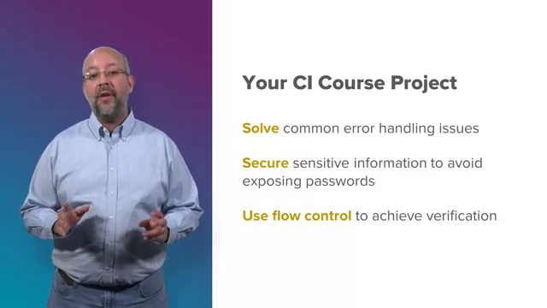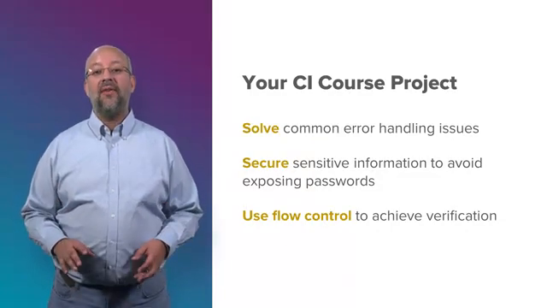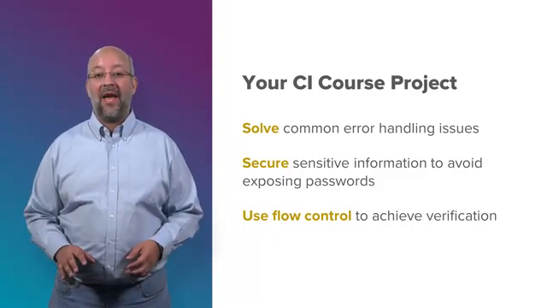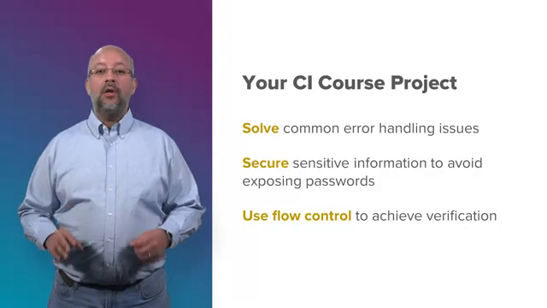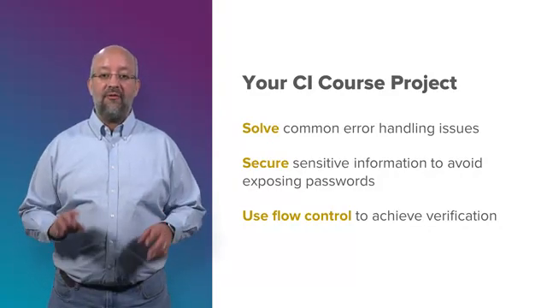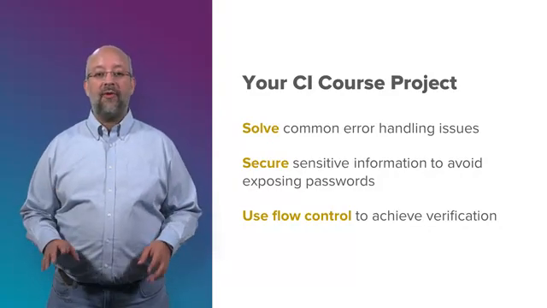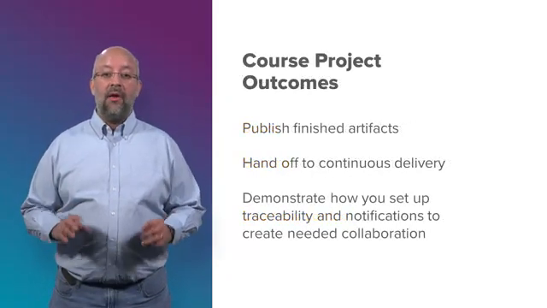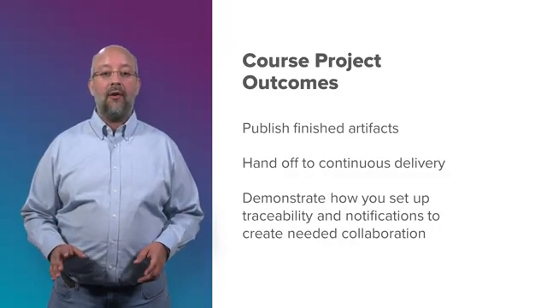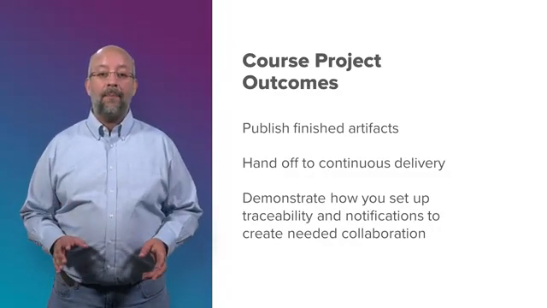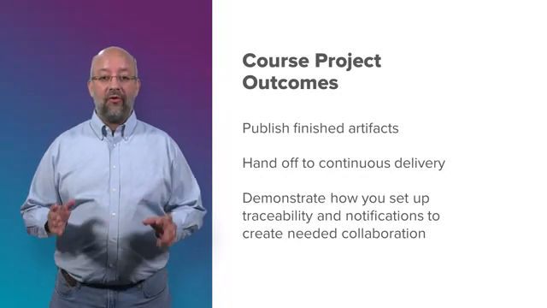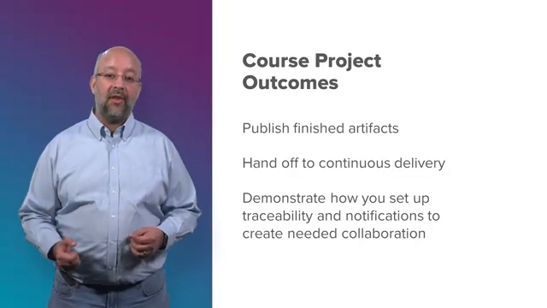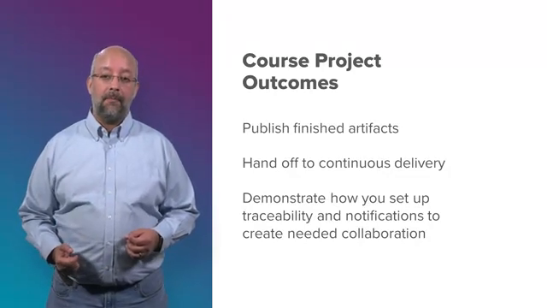You will solve some common error handling issues that will arise in the exercise and will secure sensitive information to avoid exposing your project's passwords. Then, you will use flow control to achieve verification of the software project we provide in this exercise. Finally, you will publish finished artifacts as a part of the handoff for continuous delivery and demonstrate how the traceability and notifications were set up for creating collaboration needed to help achieve traceability and notifications for your team.